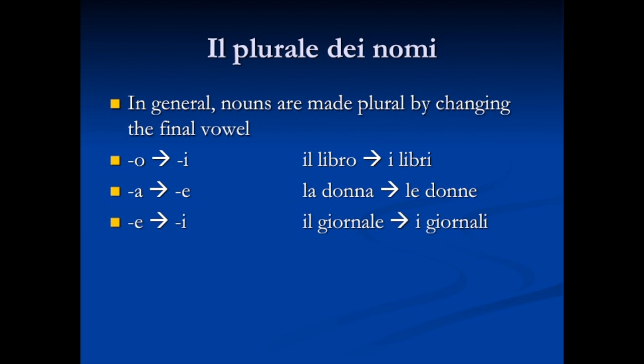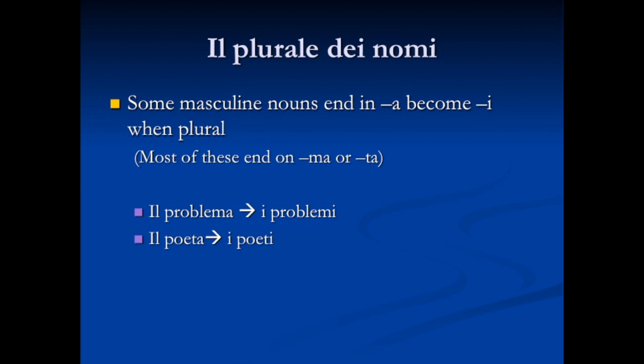Andiamo al prossimo. And now we're going to talk about some masculine nouns that end in A. If you remember, we talked about masculine nouns that end in MA, like problema. We called this an MEA, or a masculine A, was the way we remembered that. So if it ends in MA or TA, what happens is the A becomes an I. So il problema, i problemi, il poeta, i poeti.